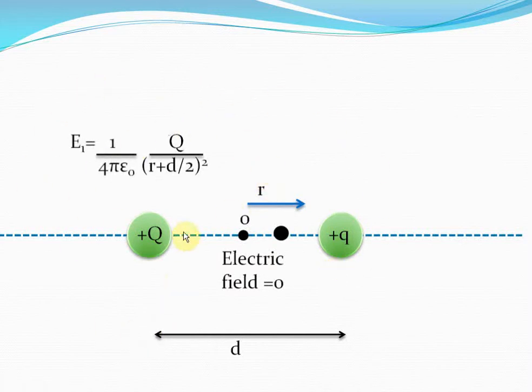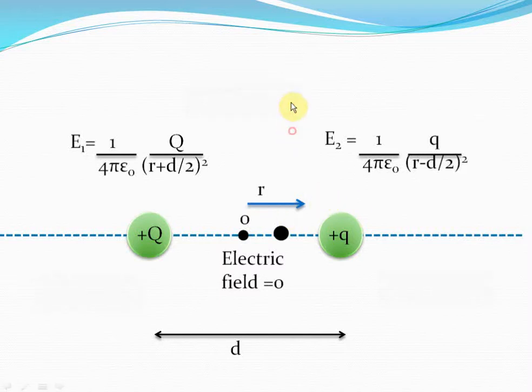Clearly, the electric field due to the plus capital Q charge will be this expression, 1 by 4 pi epsilon naught into capital Q divided by (R plus d by 2) whole square, isn't it? This is because the origin has been taken at the center of the two charge system. The electric field due to this plus small q charge will be 1 by 4 pi epsilon naught into q by (r minus d by 2) whole square. I've already explained to you where this expression (r plus d by 2) whole square and (r minus d by 2) whole square comes from, when I explained to you the electric field due to the dipole.